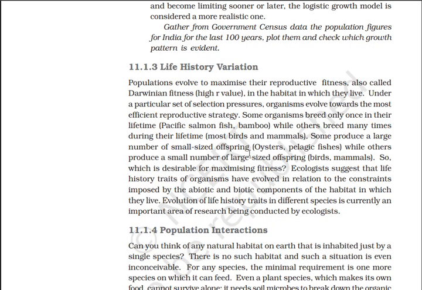Some produce a large number of small-sized offspring: oysters, pelagic fishes, while others produce a small number of large-sized offspring: birds, mammals. So, which is desirable for maximizing fitness? Ecologists suggest that life history traits of organisms have evolved in relation to the constraints imposed by the biotic and abiotic components of the habitat in which they live. Evolution of life history traits in different species is currently an important area of research being conducted by ecologists.